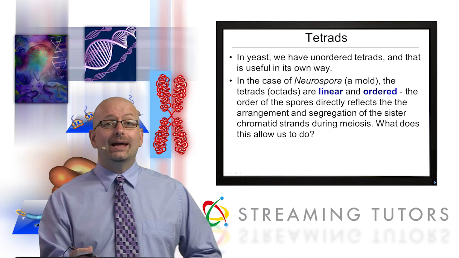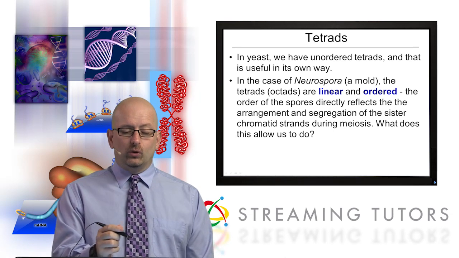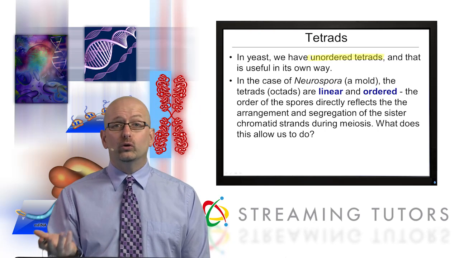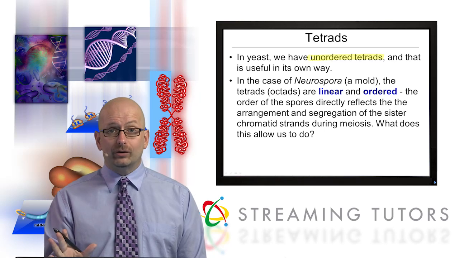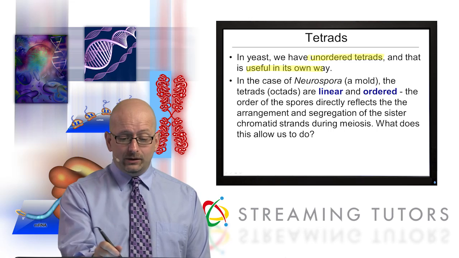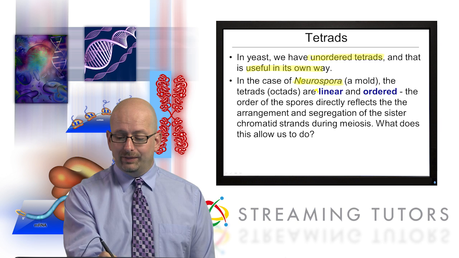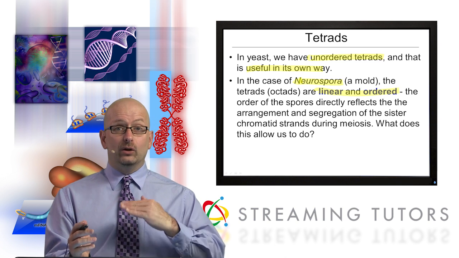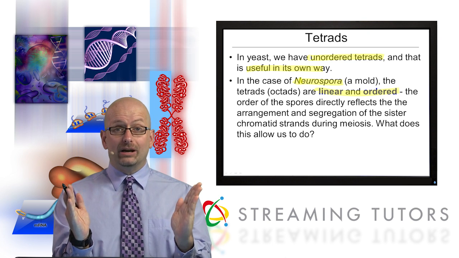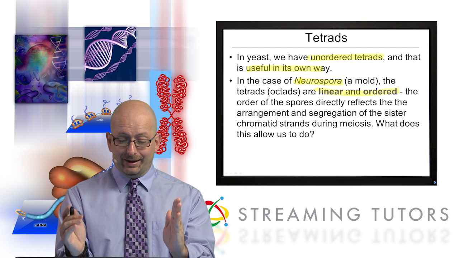All right, let's get down to how we actually do mapping with these guys. Tetrads. So in yeast, it happens to be the fact that we get unordered tetrads. Whether they're ordered or unordered, it doesn't matter for a certain type of mapping that's rather popular. It's useful in its own way. In Neurospora, just for the record, the tetrads, remember we said they're octads, they're ordered. And that means that the order of the spores literally reflects the arrangement and segregation or separation of the actual chromosomes during one meiosis event.